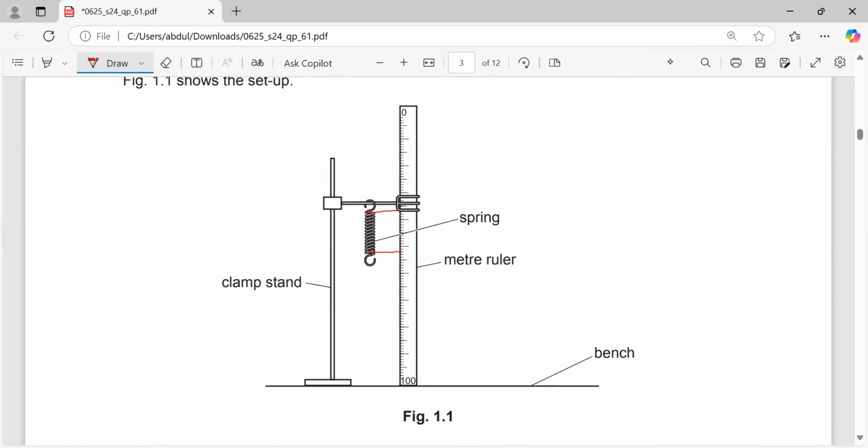So one thing that you should use is the ruler. It should be very close to the spring. It should be vertical, and while measuring the length, you are supposed to avoid the parallax error by keeping the line of sight perpendicular to the scale. Line of sight perpendicular to the scale. So this is the technique which you are supposed to follow. And now if you want to know how to draw it, I will be drawing it for you just now.